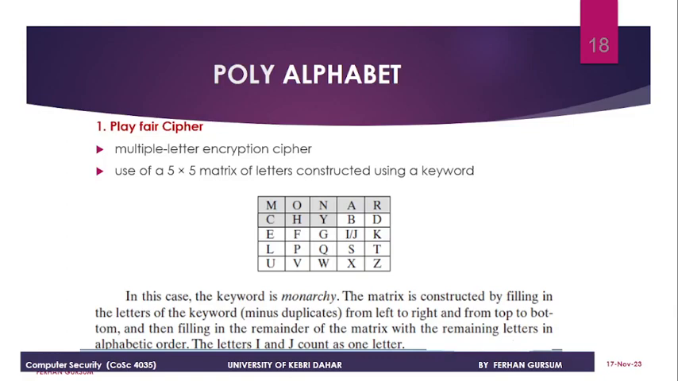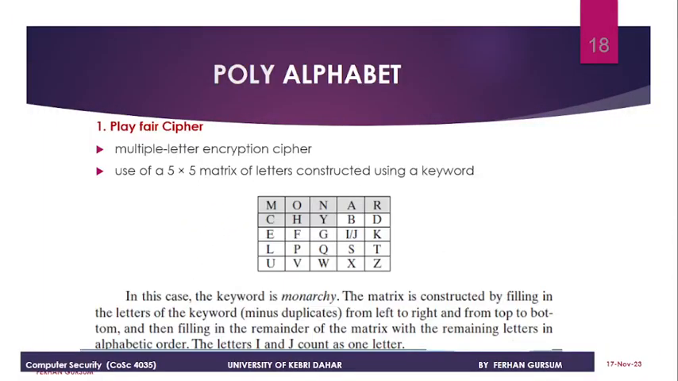Let us see this one. Look at this. I and J count as one letter, okay? Monarchy is the key, so here we have B. Why? If they say use the key monarchy, we will create a 5 by 5 matrix, which means 1, 2, 3, 4, 5, 1, 2, 3, 4, 5. Then we will write this key inside. We fill it inside our table.